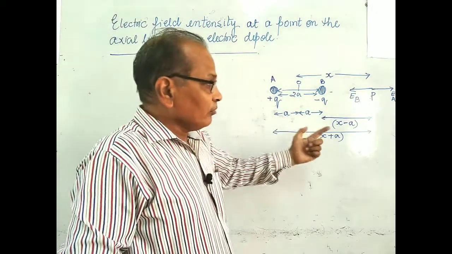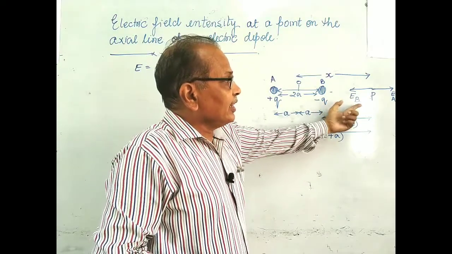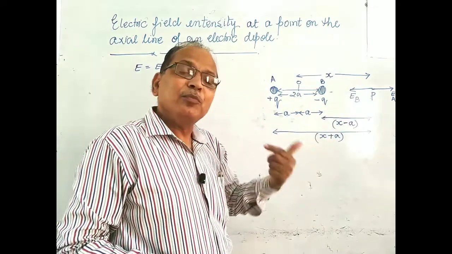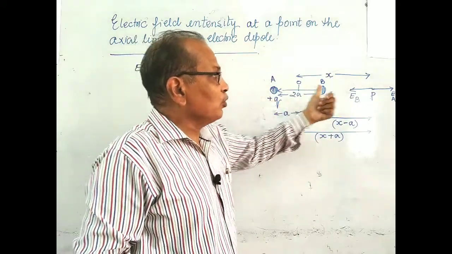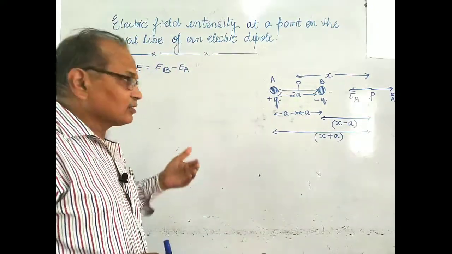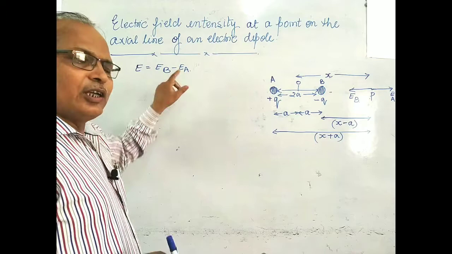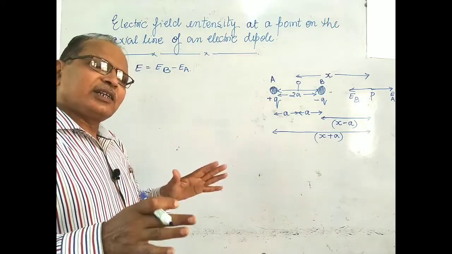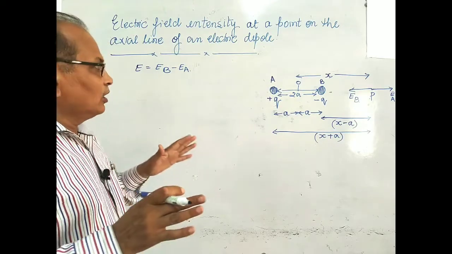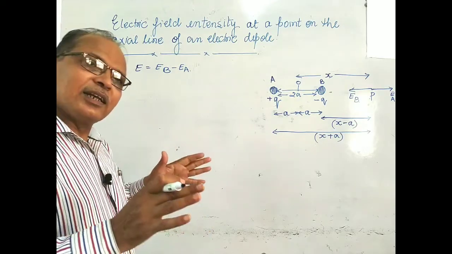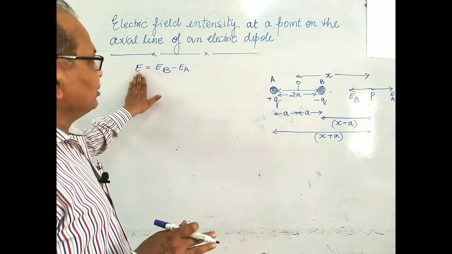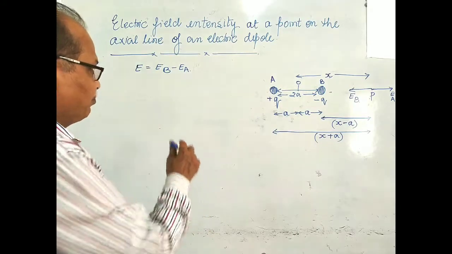Here, this distance B to P is less, so the electric field will be more. This distance is more, so the electric field will be less. EA will be less here. If you don't know, then you can subtract EA minus EB also; the answer will be negative. So here I have written the net electric field is EB minus EA.